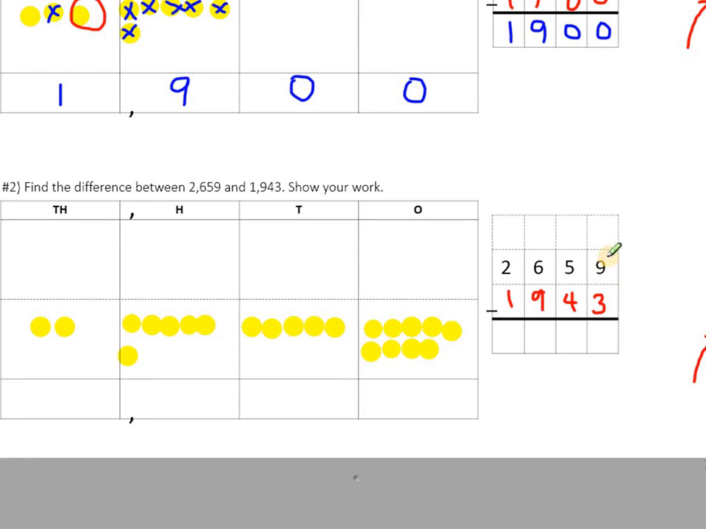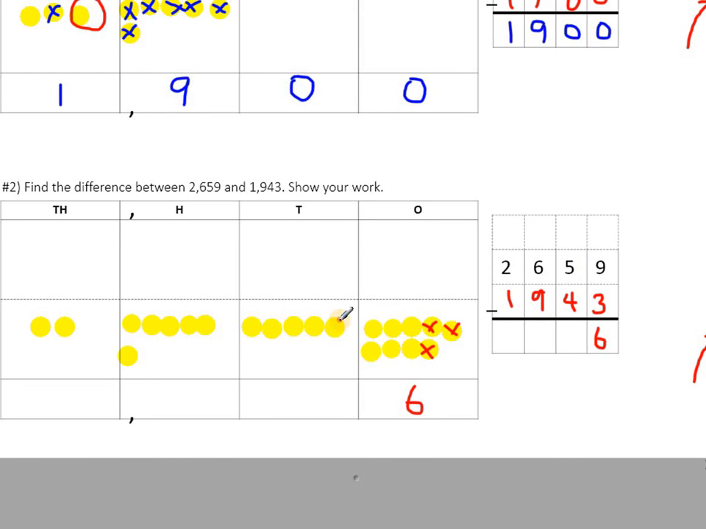2,659. Now I'm ready to subtract. 9 minus 3. So I'm going to subtract 3. 1, 2, 3. And now there are 6 left over.